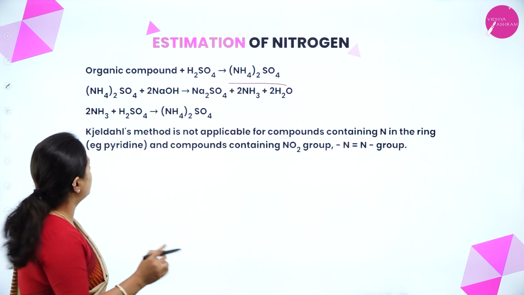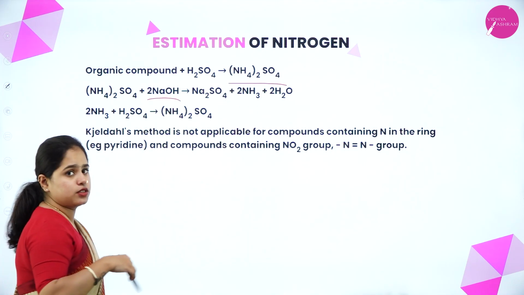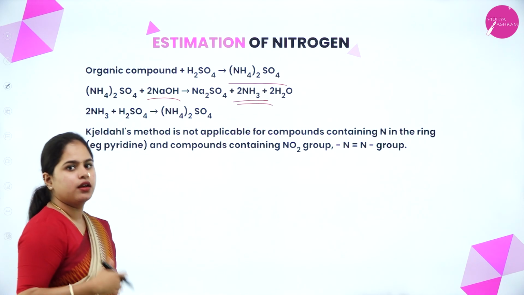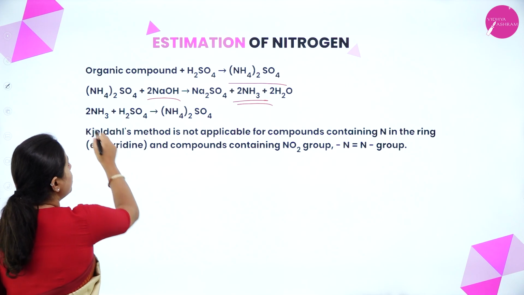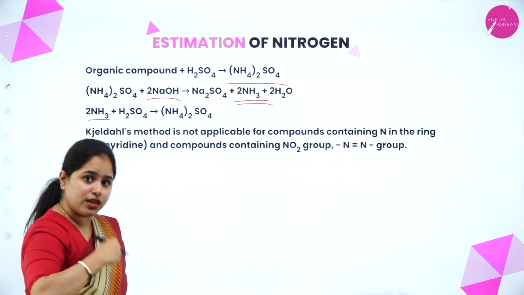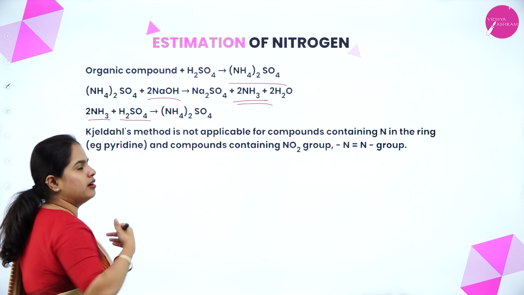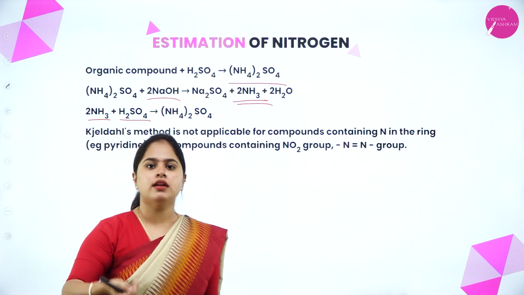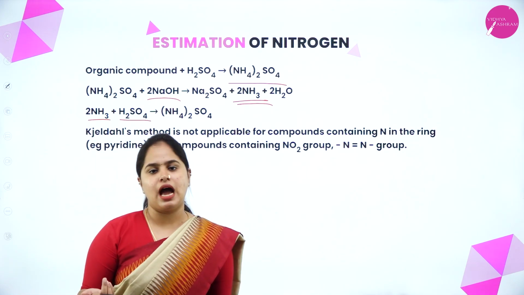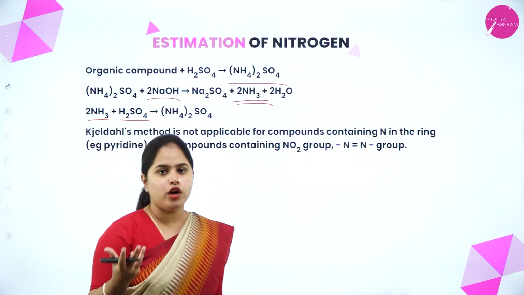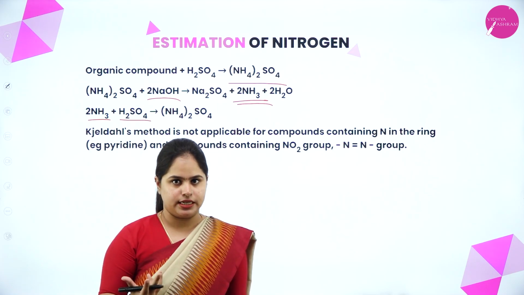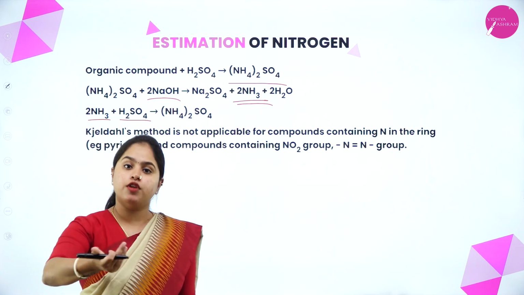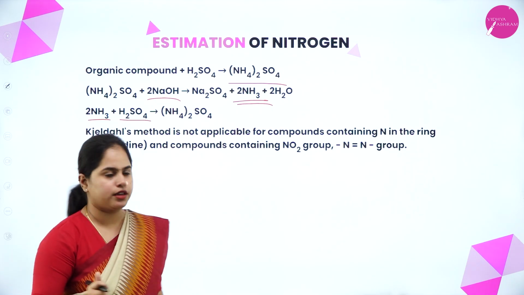Ammonium sulfate reacts with sodium hydroxide in excess, and we get ammonia gas. Right? So this is what is happening. Now the ammonia gas is made to absorb on a standard acid. Here the standard acid taken is sulfuric acid, and the solution obtained is then titrated with an alkali, and the volume of sulfuric acid is determined, which is equal to the amount of ammonia liberated, from which we can calculate the percentage of nitrogen, right?